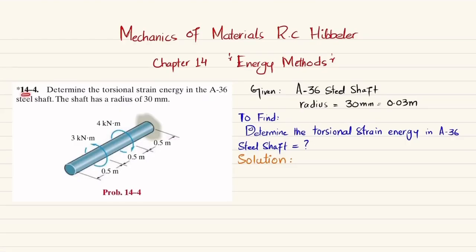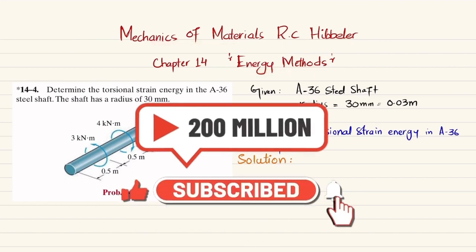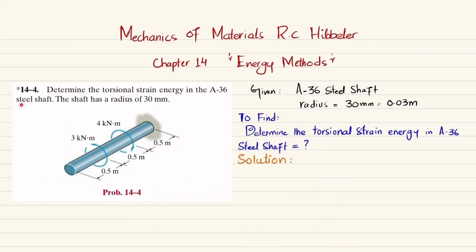Welcome back. Problem 14-4. This problem is taken from chapter number 14, Energy Methods, and the book is Mechanics of Materials by R.C. Hibbeler. The statement is: determine the torsional strain energy in the A36 steel shaft. The shaft has a radius of 30 millimeter. You can see this is the shaft that is acted upon by torques of 3 kilonewton and 4 kilonewton at various locations. These lengths are 0.5 meter, 0.5 meter, and 0.5 meter. This end is fixed. Due to this torque, you have to find the torsional strain energy.